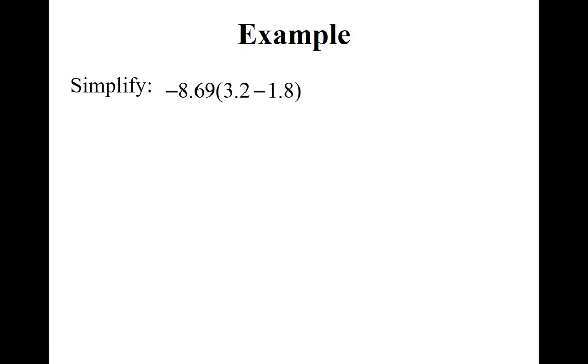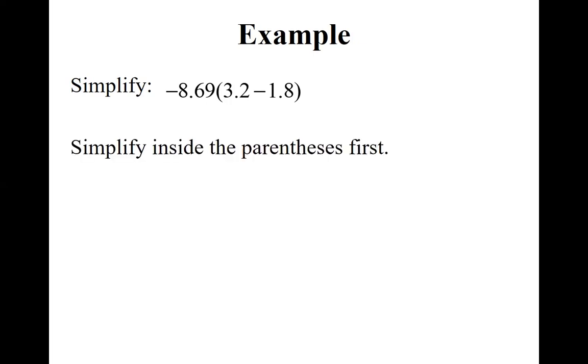Negative 8.69 times, in parentheses, 3.2 minus 1.8. PEMDAS says work inside the parentheses first. 3.2 minus 1.8, line up the decimals, subtract, put the decimal point in the same spot of the answer. We get 1.4.